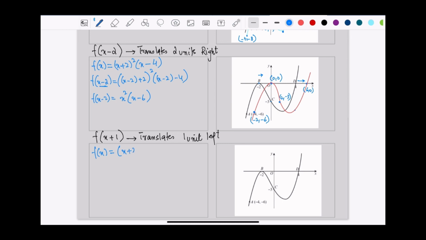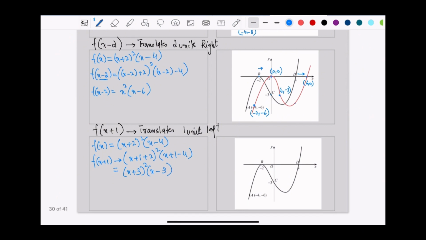So x plus 2 whole squared and x minus 4, which was the initial equation, after the impact of x plus 1, it makes it x plus 1 instead of x plus 2 was as there, x plus 1 minus 4. It's going to be x plus 3 whole squared and x minus 3.